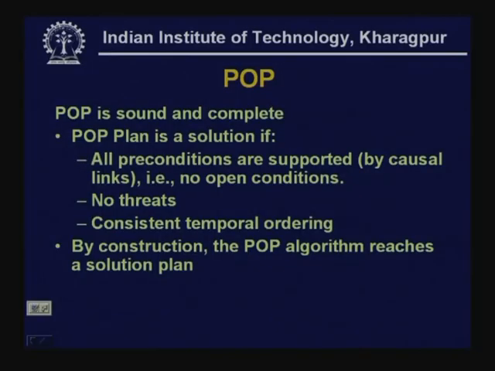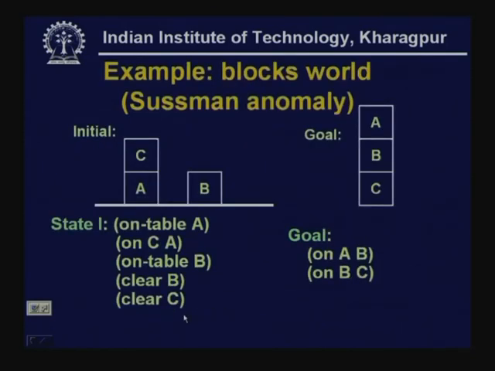So, as you can see, the partial order planning algorithm is sound and complete. The POP plan is a solution if all the preconditions are supported by causal links, that is, there are no open conditions, there are no threats to any causal link, and we have a consistent temporal ordering, and by construction the POP algorithm reaches a solution plan.